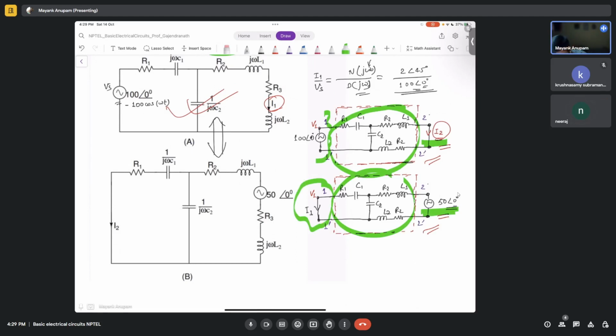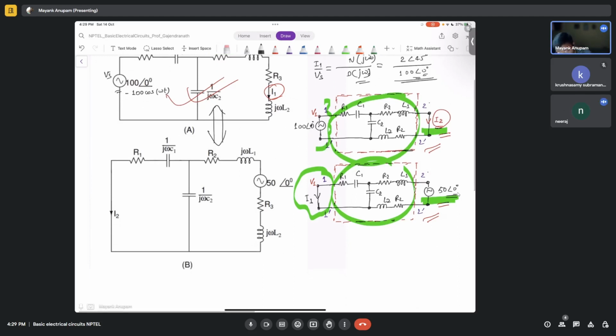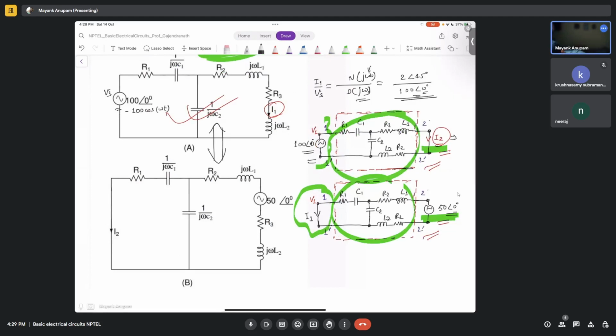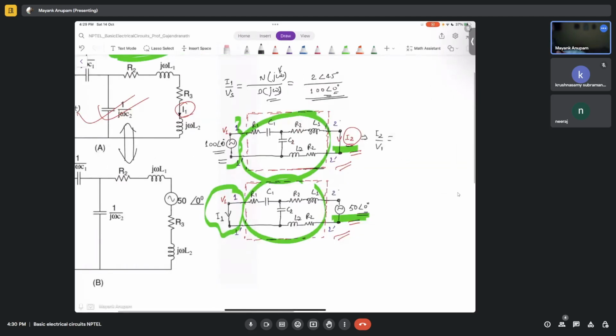So the relationship, I know, isn't it? Since this is a reciprocal network, we know that the short circuit current observed at port 2 because of the applied voltage at port 1 is what? Tell me in terms of Y parameters. What is I2 by V1? It is Y21, isn't it? It is Y21, right?